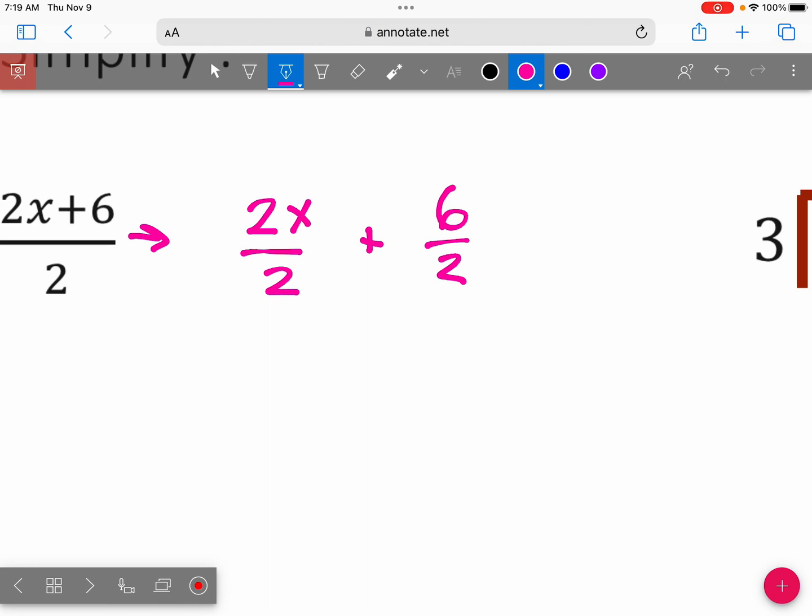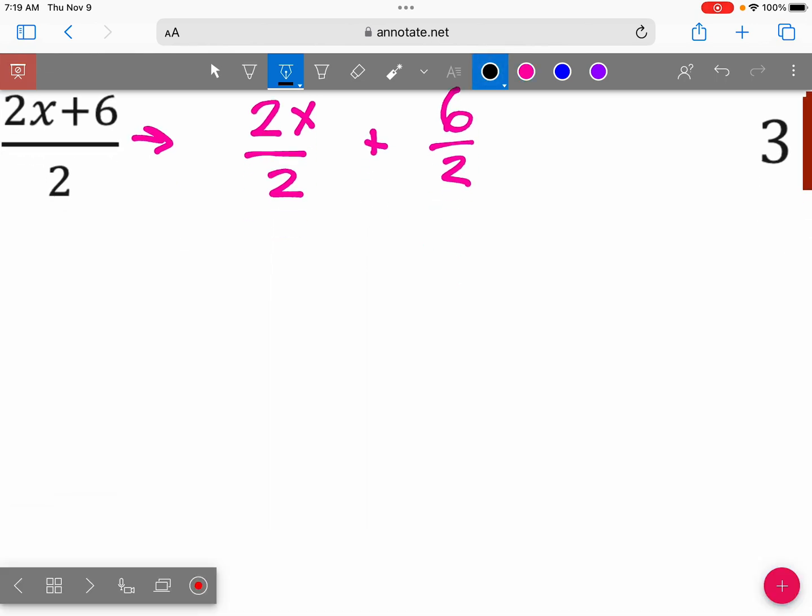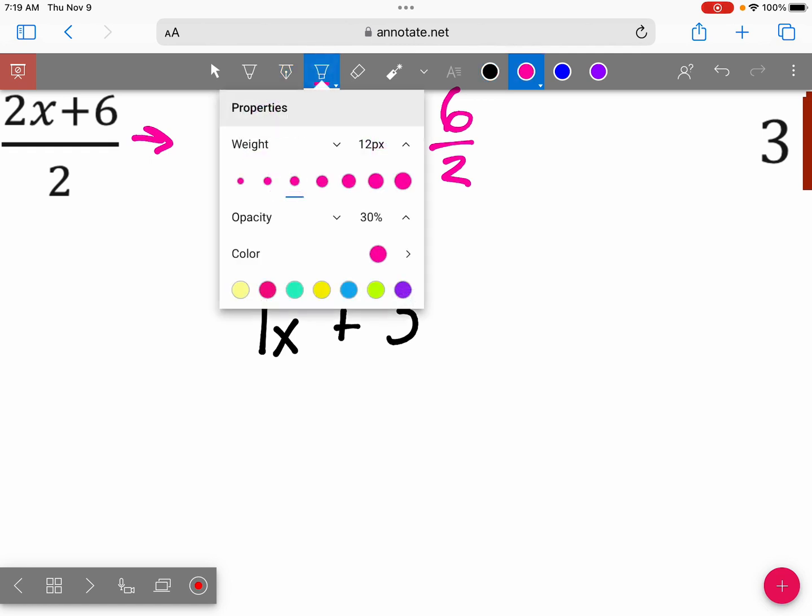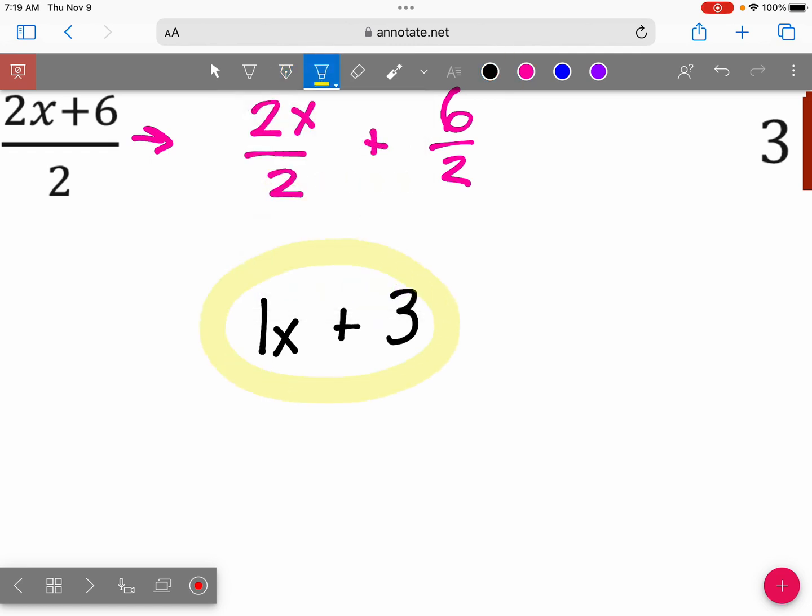To simplify it down, 2 over 2 equals 1, so this becomes just 1x, plus 6 over 2 gives us 3. So for this left-hand one, to simplify it down, it looks like this.